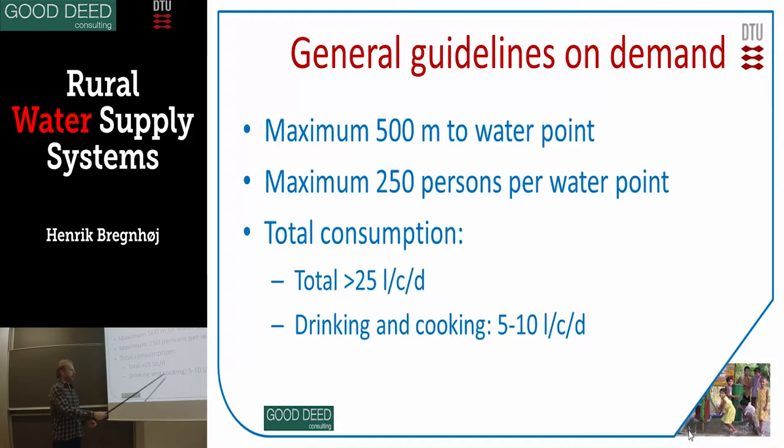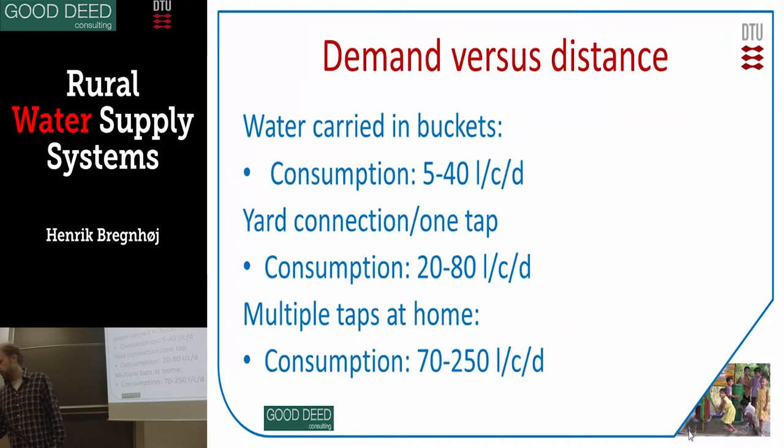Then you say drinking and cooking, typically 5 liters per person per day. This is a very general number. But we have made some investigations in India and West Bengal, where it turns out that they are actually using more than 5 liters. I don't know if it has to do with the way they're cooking or what, but they're using more like 10 liters per person here. And if you look at some general experiences here, water carried in buckets home is between 5 and 40 liters per capita per day.